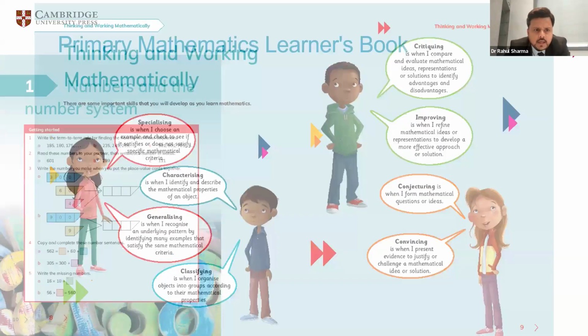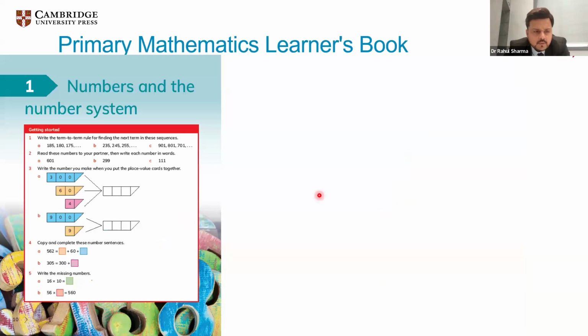Now, how does a chapter look, or how does a chapter start? You can see numbers and the number system. Really sorry, yes. It has a getting started section. So as with the teacher's resource, there is a getting started section here, where students are setting up child-friendly objectives. Just a minute, please. Sorry for the technical glitch.